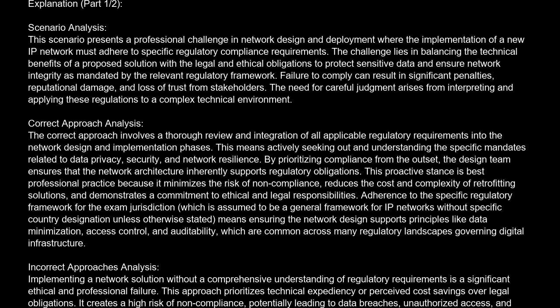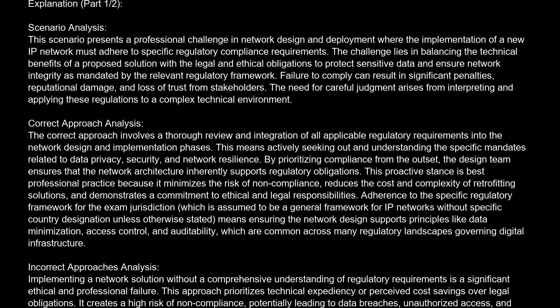Correct approach analysis. The correct approach involves a thorough review and integration of all applicable regulatory requirements into the network design and implementation phases. This means actively seeking out and understanding the specific mandates related to data privacy, security, and network resilience. By prioritizing compliance from the outset, the design team ensures that the network architecture inherently supports regulatory obligations. This proactive stance is best professional practice because it minimizes the risk of non-compliance, reduces the cost and complexity of retrofitting solutions, and demonstrates a commitment to ethical and legal responsibilities.